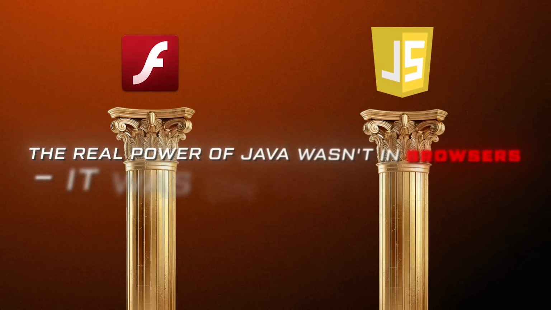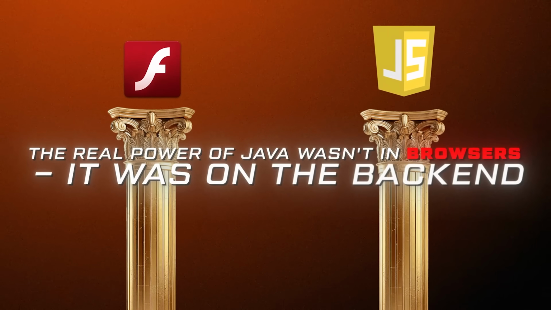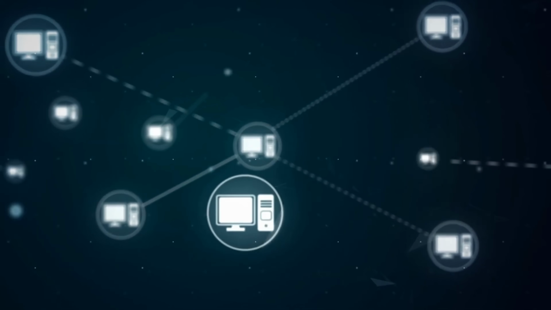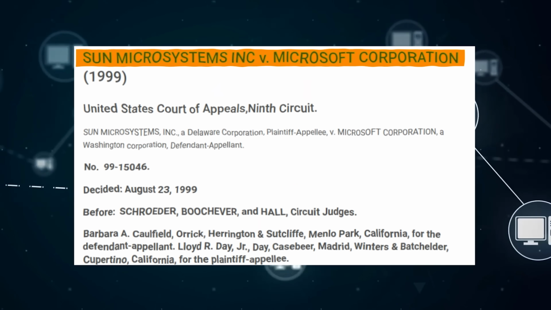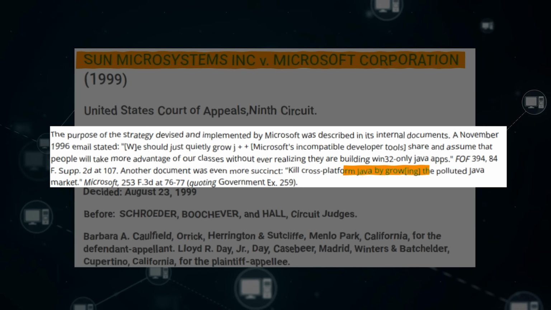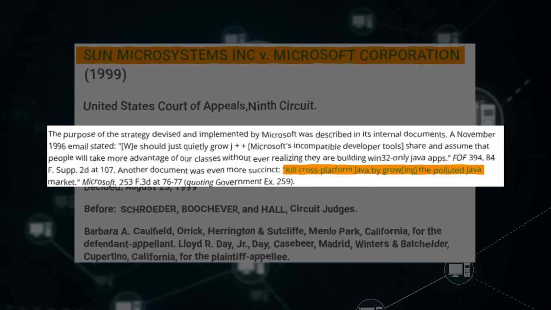However, the real power of Java wasn't in browsers, it was on the backend. The internet was changing from just sharing information to running applications. The Microsoft lawsuit exposed the depths of their plan. Internal emails showed executives discussing how to kill cross-platform Java and make it die a quiet death.